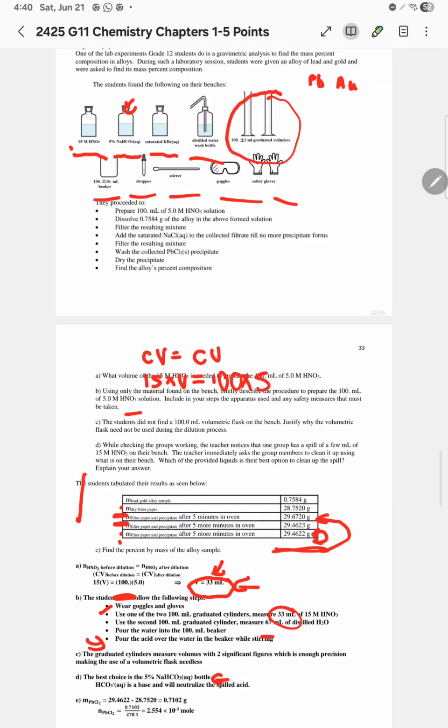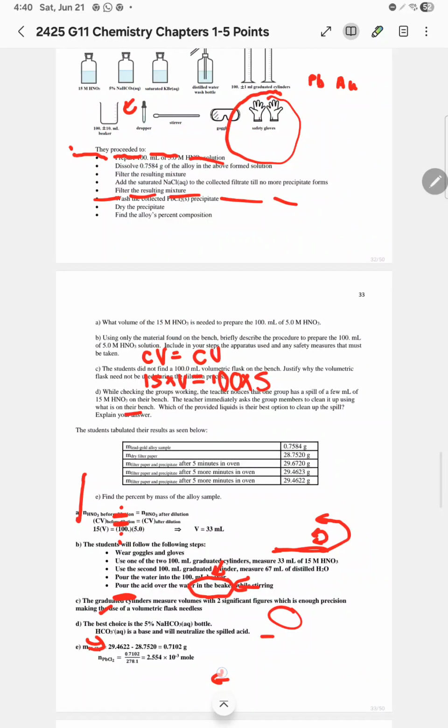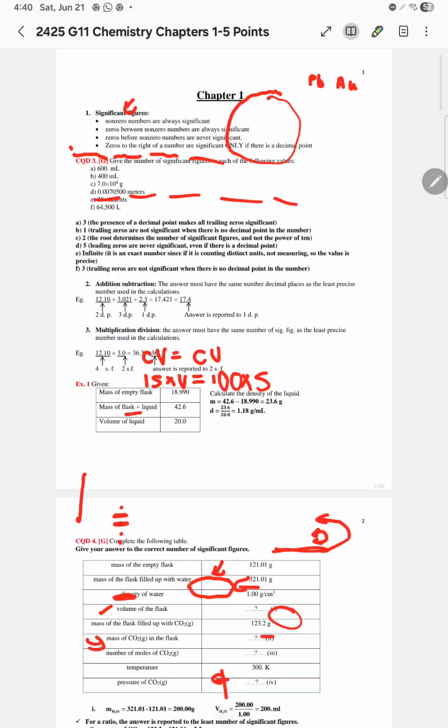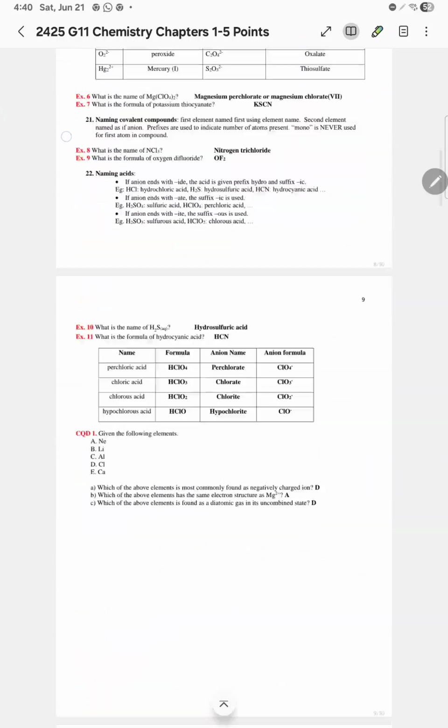What happened? Oh, you can move. I did not know we can move it. Anyways, I need it to be... Where did I go? My bad, guys.